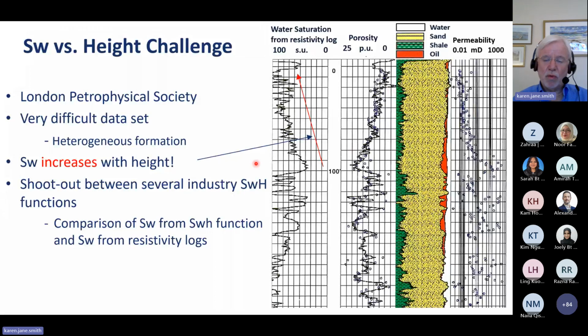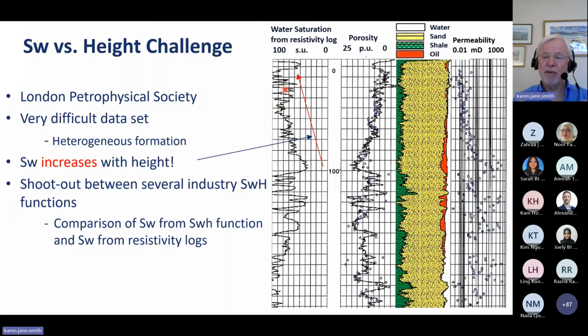Now, the problem, what was noticed by one of the oil companies in London, was that SW actually increases with height. It's going up to 100%. Where normally we expect, as I'll explain, water saturation to decrease with height. So what this oil company did, they were very crafty. They challenged the community in London to see if they could fit a function to this, which seemed impossible.